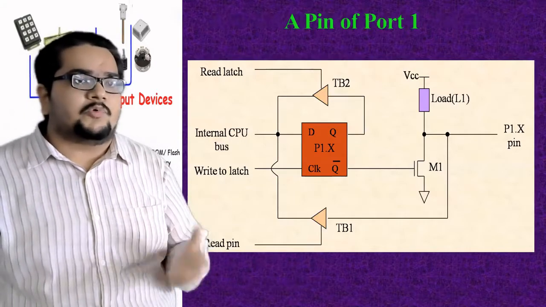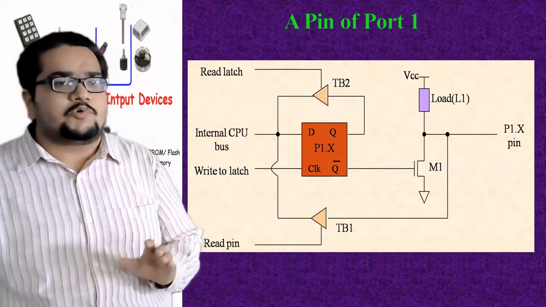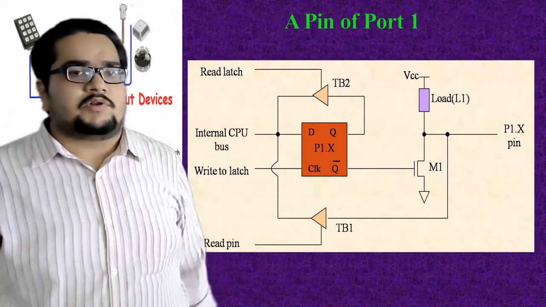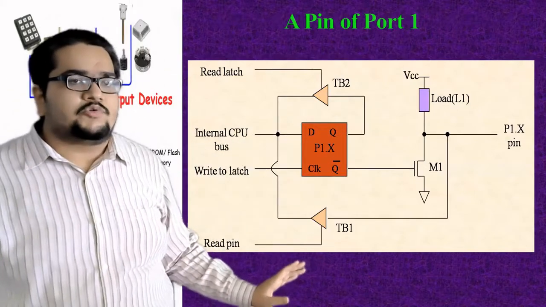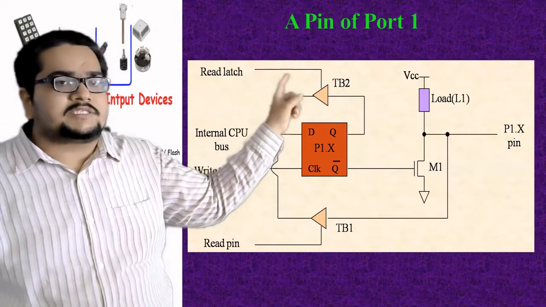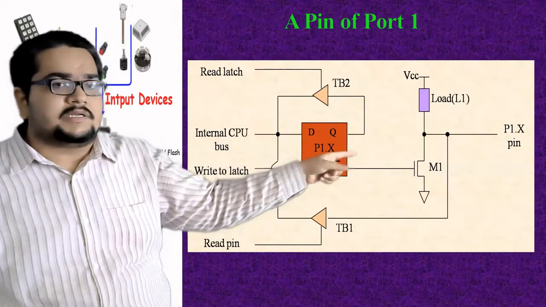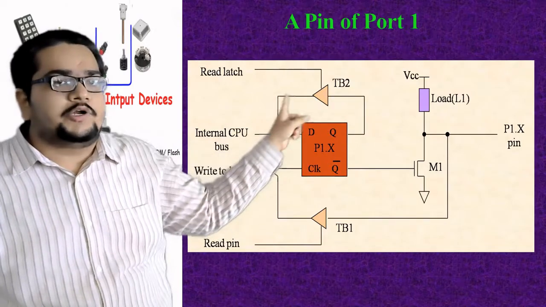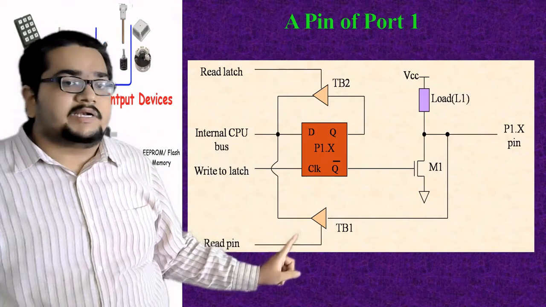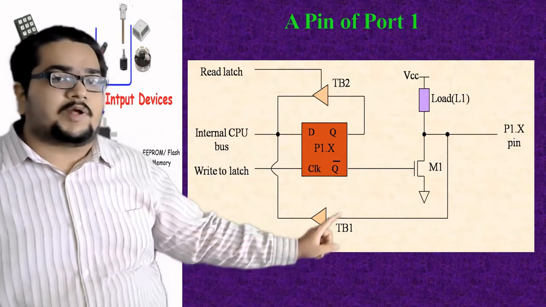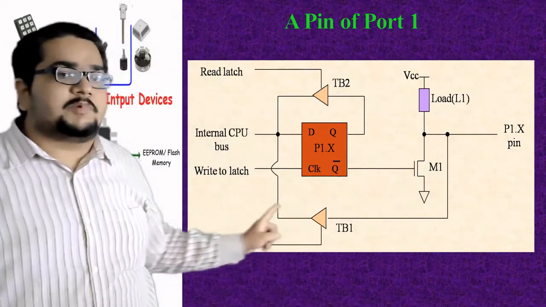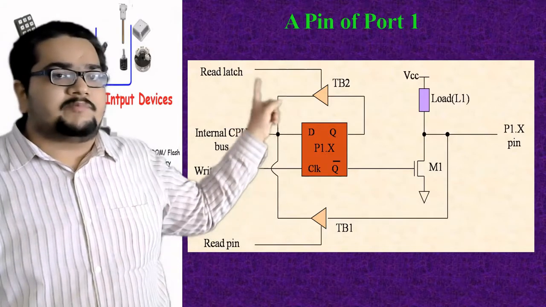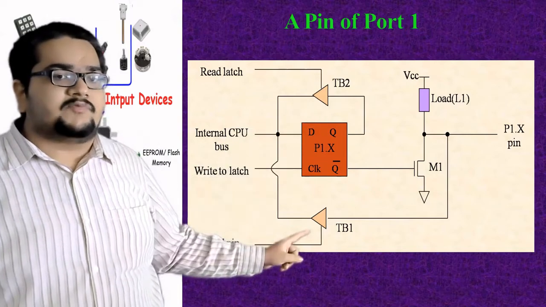The same applies to any pin of port 2 and port 3 also, but port 0 will be slightly different because the internal pull-up will not be there. We'll talk about that later. Now you can understand that when read latch is high, we are reading from the latch, and the same value is being stored back into the latch, because this signal flows through TB2. But when it is read from the pin, the signal comes from the pin, moves into this buffer, and then from that buffer into the D latch. So the D latch can get the value from either buffer.